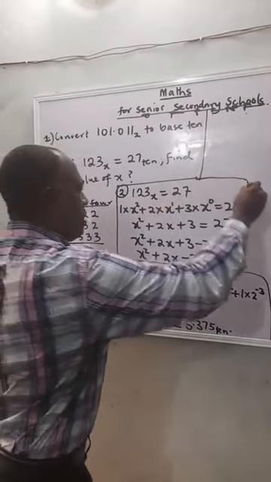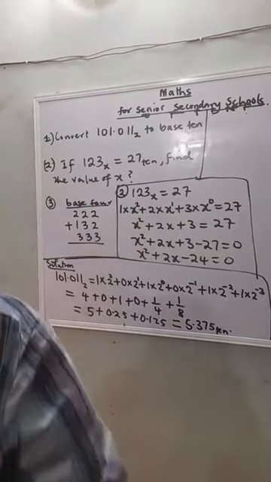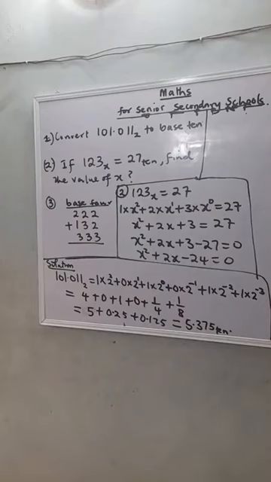This is now a quadratic equation. And when a conversion has led to a quadratic equation, you need to apply the methods required in solving quadratic equations. We can solve using the factorization method. We can solve using the quadratic formula. There's nothing like an almighty formula. Mathematics says it's the quadratic formula. It's not almighty. It's only God that remains almighty. So we solve using factorization, quadratic formula, completing the square, and the graphical method.